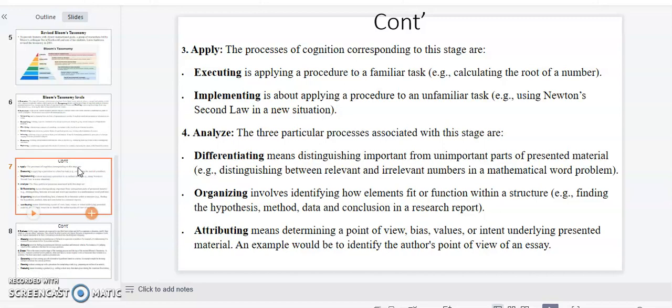Organizing. Organizing involves identifying how elements fit or function within a structure. For example, finding the hypothesis, method, data, and conclusion in a research report. And finally, attributing, which means determining a point of view, bias, values, or intent underlying presented material. An example would be to identify the author's point of view in an essay.